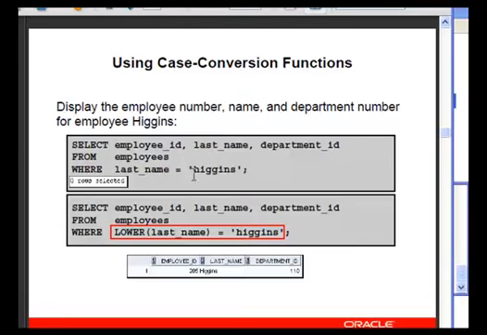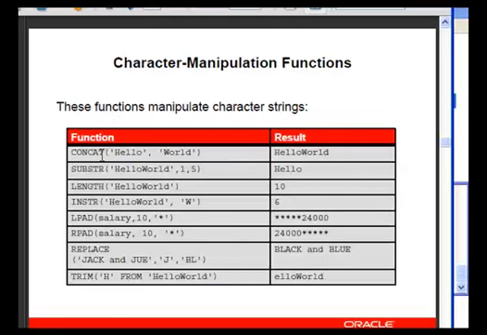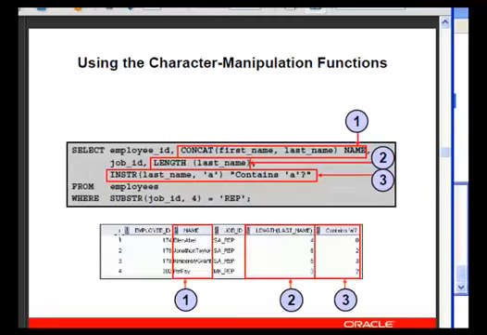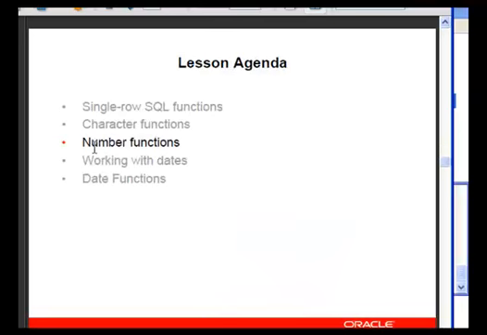Here are more examples from your book about case sensitivity of the functions. Here is another example of concatenation and substring, the same example that we tried. Here is a much more interesting example combining all those functions together and generating an output. And finally we go to the next concept, which is number functions.